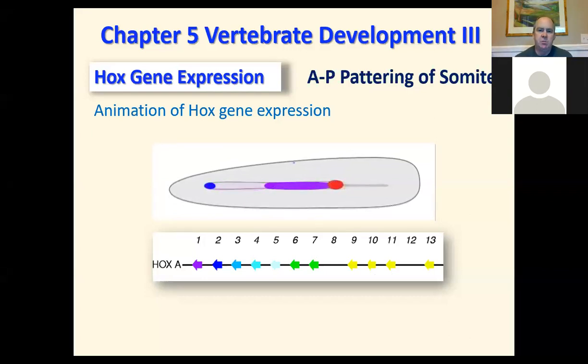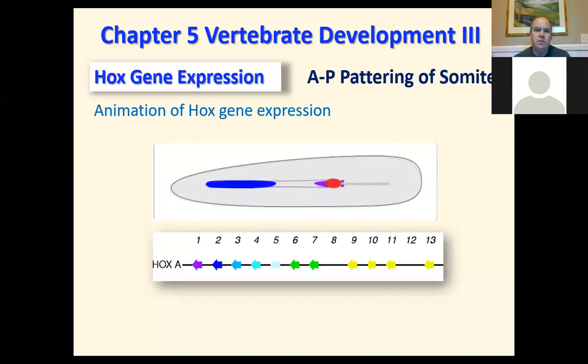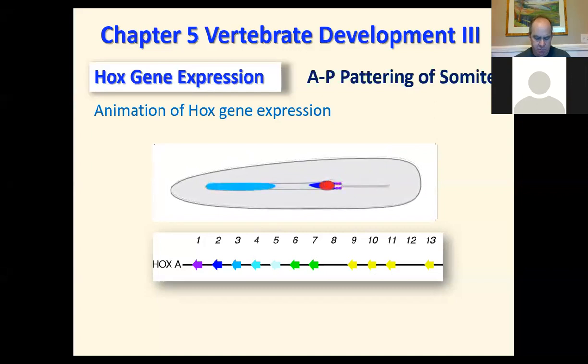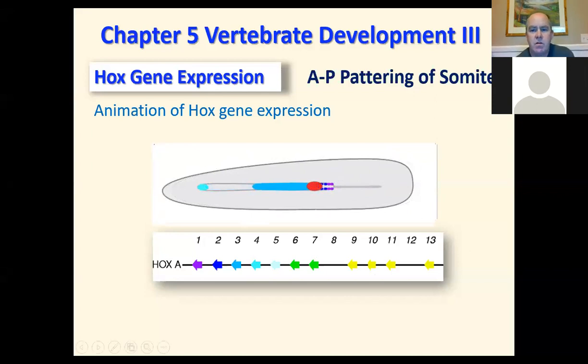So if we throw this up, you can see here comes Hox gene 1. The wave of its expression moves down, and the cells, the somites that are being laid down, are being patterned by that Hox expression. And I kind of shortcut it there and bring the node all the way to the end to show that the whole thing gets patterned that way.